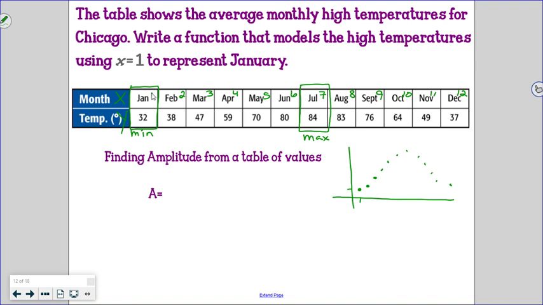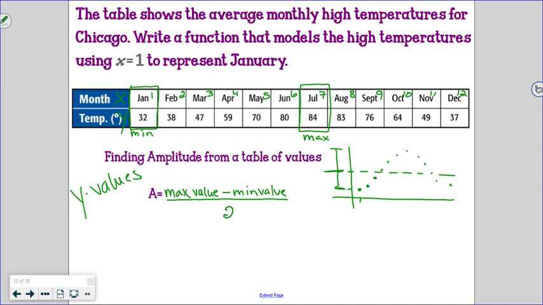Your amplitude is talking about, if I were to draw in this imaginary midline, how far above or below that our max and mins are going. So it is up to down, which would be using our y values. So we would focus on those second numbers in there. It really is going to be the distance between your max and min, and to find distance between numbers you subtract. So it is your maximum value minus your minimum value that gives you the total distance, and then you have to cut that in half. So we'll always divide that by 2.